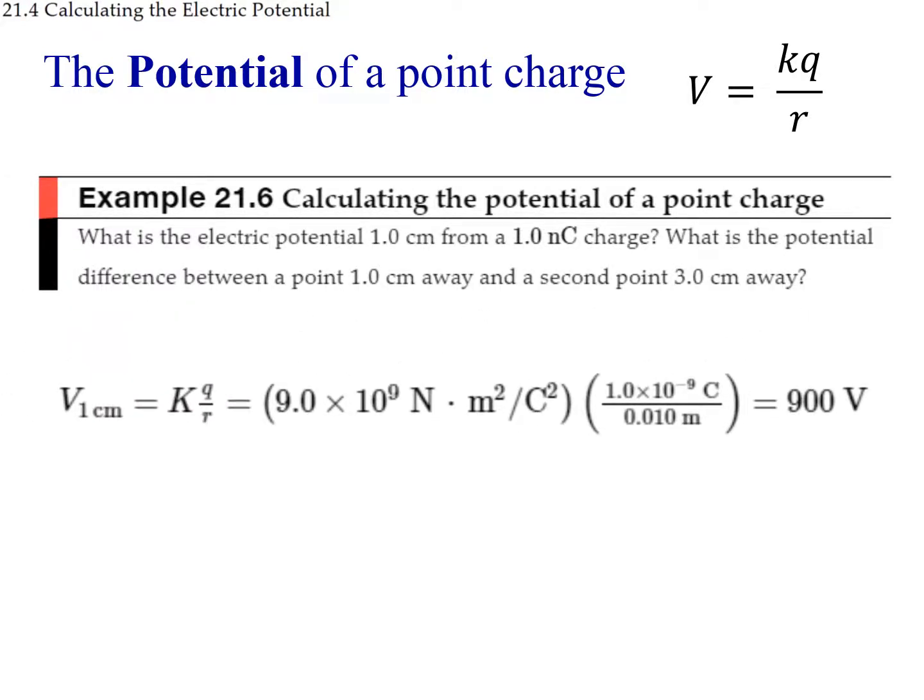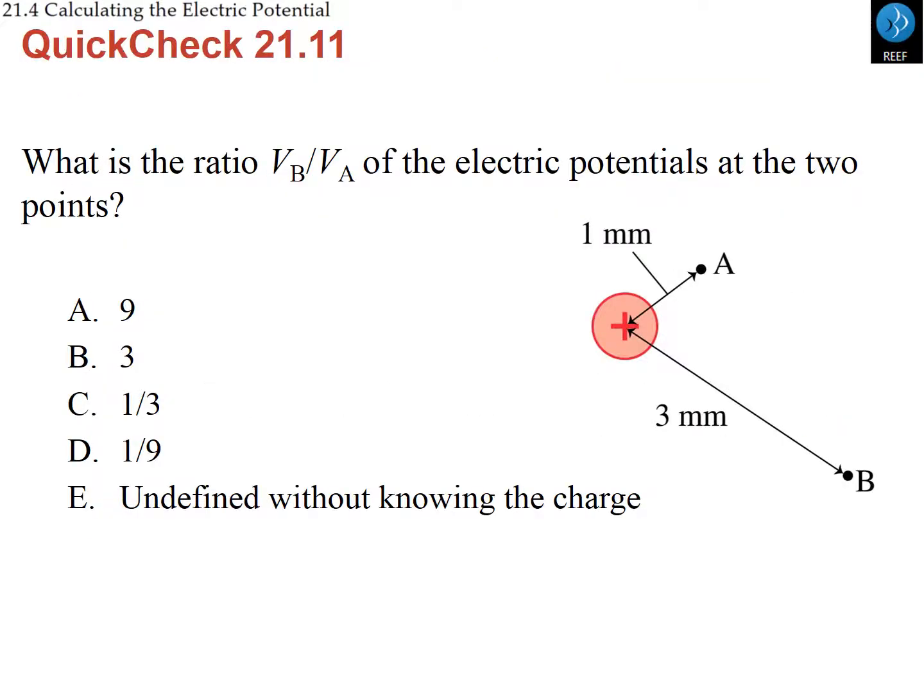So V at 1 is given by kQ divided by r, which gives you 100 volts. And for the other one, I didn't calculate it, but it's just doing it for 3 centimeters.